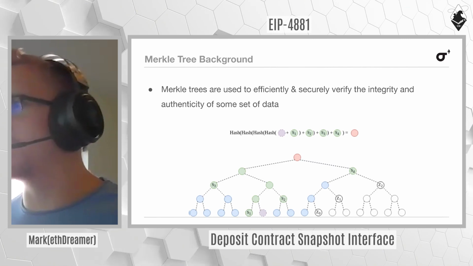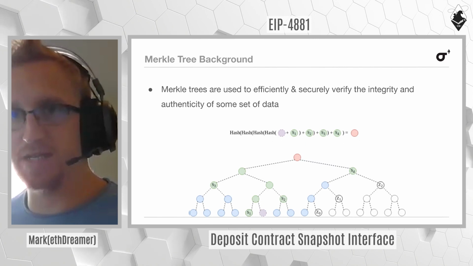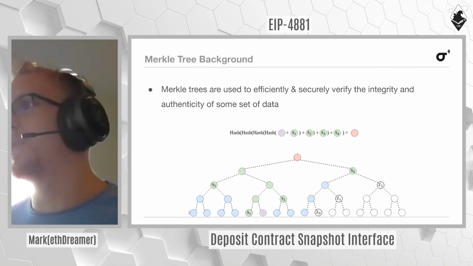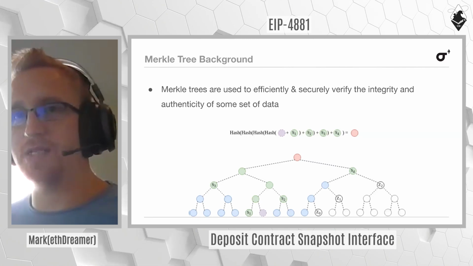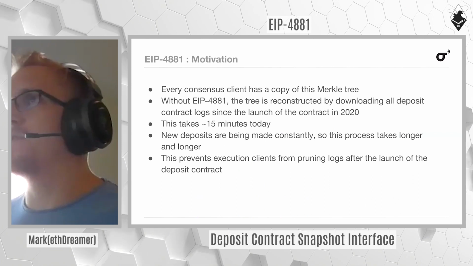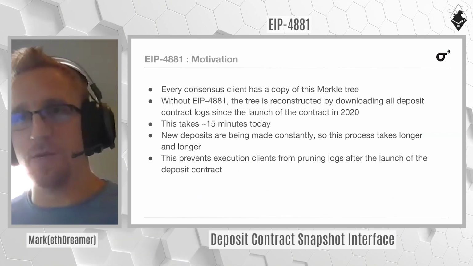This is how all Merkle trees work. And the nice property, formally specified, is that the size of the proof is logarithmic in the number of elements in the tree. So it's quite efficient to prove that a deposit has been included in the tree. So now that we've given some background, we can get into the motivation of 4881.